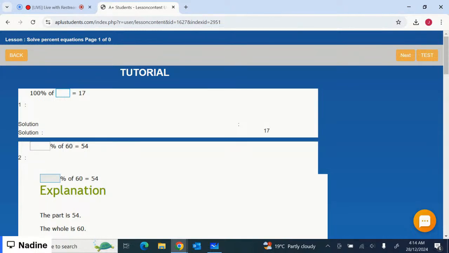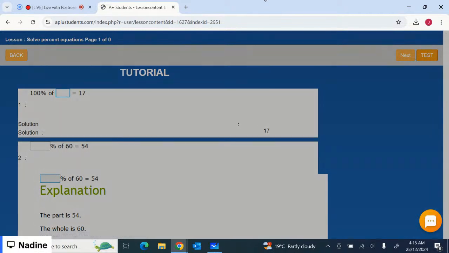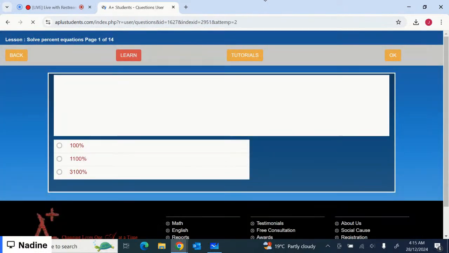Okay, 100% of what number is 17? Which is the correct option? 100% of something means the total, right? That is 100% of 17 is 17. Let's just start with the test questions.